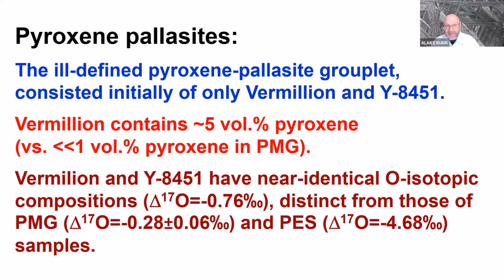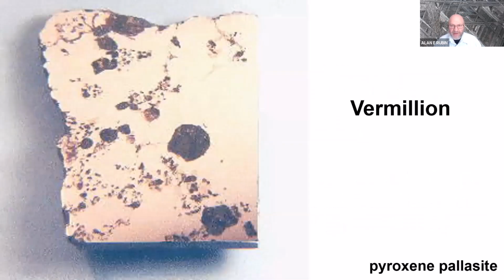Now to the pyroxene pallasites. This is an ill-defined grouplet, the pyroxene pallasite grouplet. It consisted initially only of Vermillion and Yamato 8451. Vermillion contains about 5 volume percent pyroxene, but in contrast, main group pallasites contain far less than 1 volume percent pyroxene. Vermillion and Yamato 8451 have nearly identical oxygen isotopic compositions, which are distinct from those in the main group pallasites and the Eagle Station pallasites. They're clearly from a different body altogether.